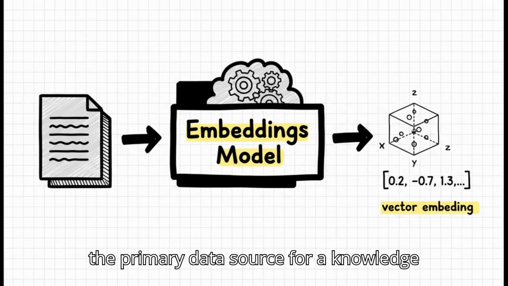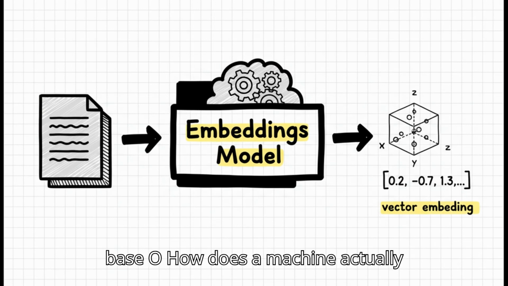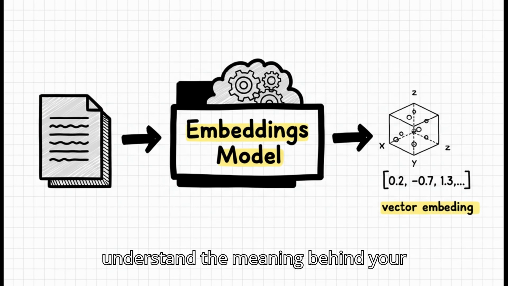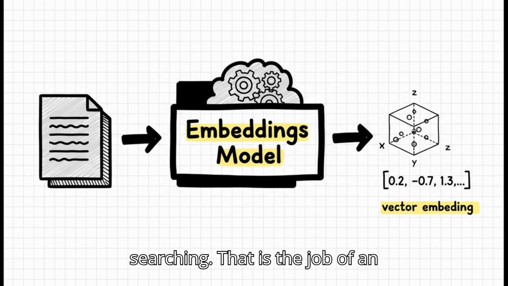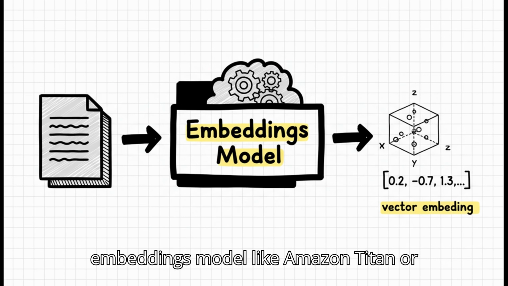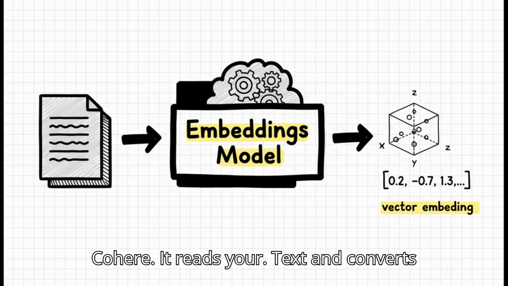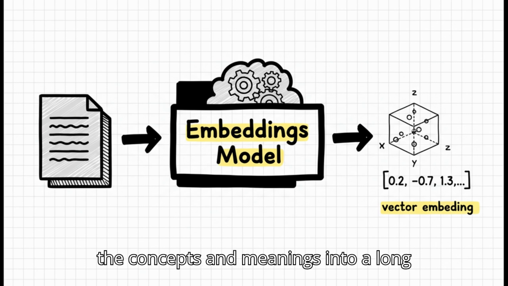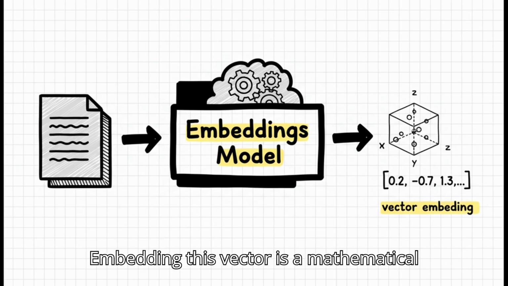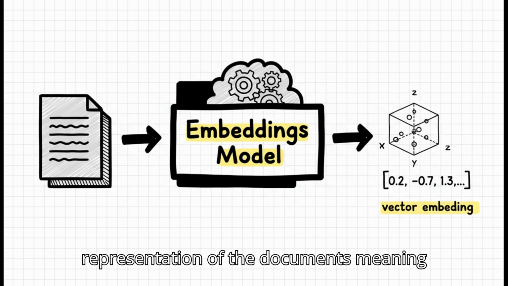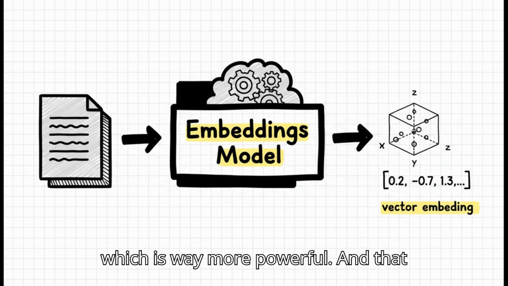In almost any scenario or question they throw at you, S3 is going to be the primary data source for a knowledge base. So how does a machine actually understand the meaning behind your documents? It's not just keyword searching. That is the job of an embeddings model, like Amazon Titan or Cohere. It reads your text and converts the concepts and meanings into a long list of numbers called a vector embedding. This vector is a mathematical representation of the document's meaning, which is way more powerful.